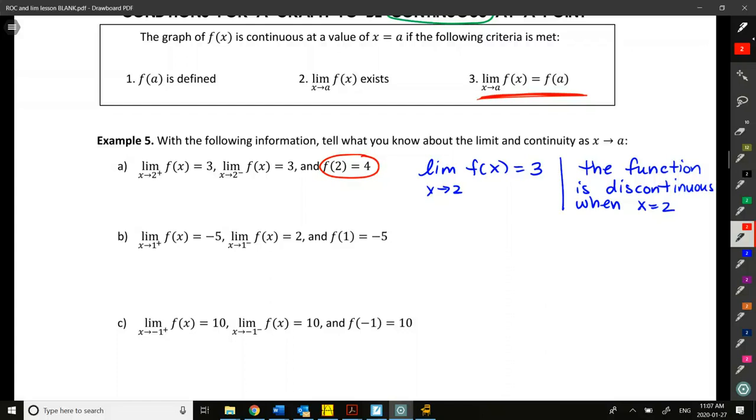So what does that mean in this scenario? What does it have to be equal to in order for it to be continuous when x equals 2? It has to equal the limit. So the limit must actually be equal to the function evaluated at that particular x coordinate. So if this is not equal to 3, I know the function is discontinuous at this particular x value.